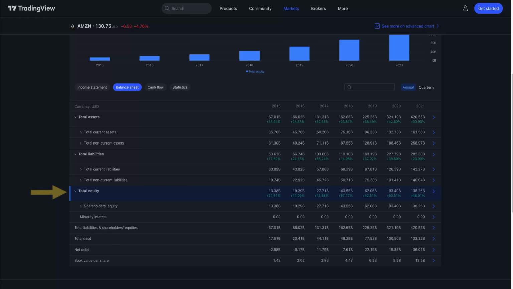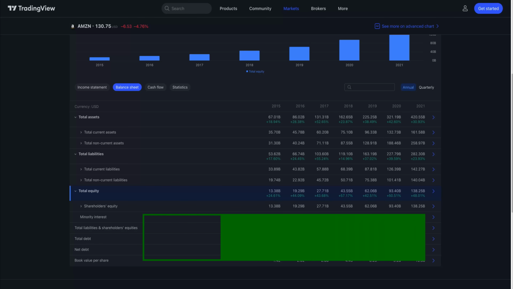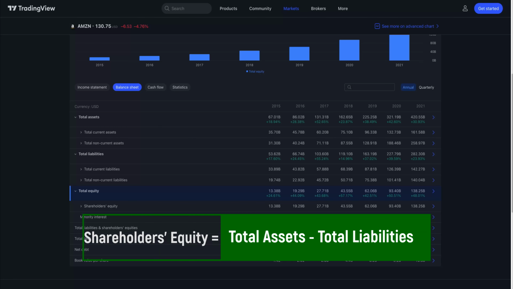Last, we find the equity or shareholders' equity, which is basically what the company is worth after the company is liquidated and all the debts are paid off. Thus, the shareholders' equity equals assets minus liabilities.